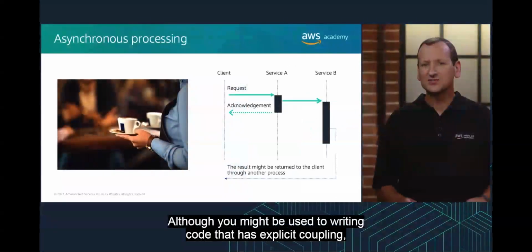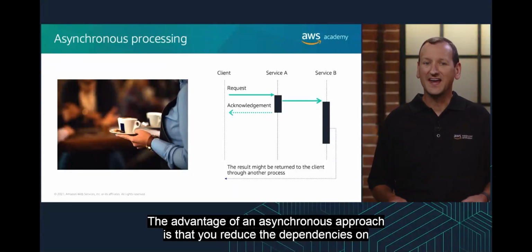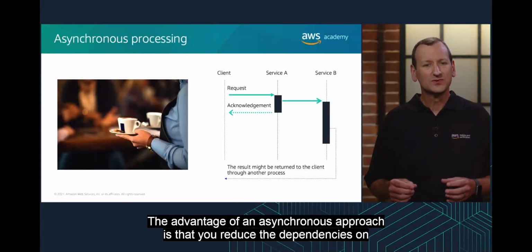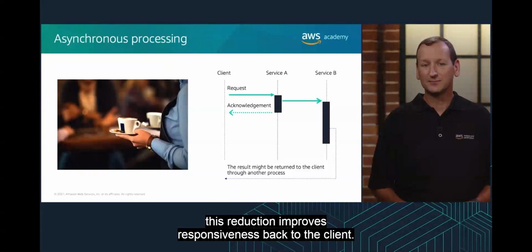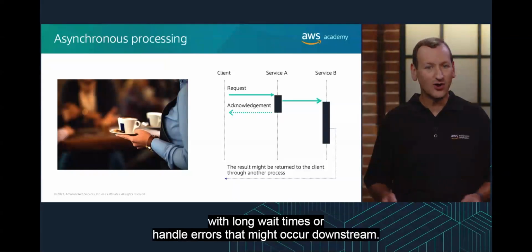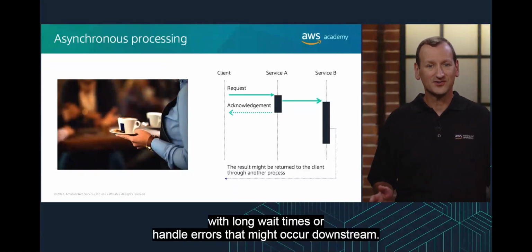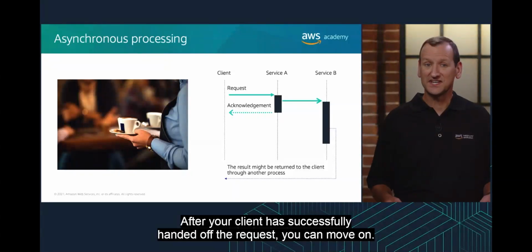Although you might be used to writing code that has explicit coupling, the coupling is not actually needed for the type of processing you're doing. The advantage of an asynchronous approach is that you reduce the dependencies on downstream activities, and this reduction improves responsiveness back to the client. This means you don't need to put logic into your code to deal with long wait times or handle errors that might occur downstream. After your client has successfully handed off the request, you can move on.